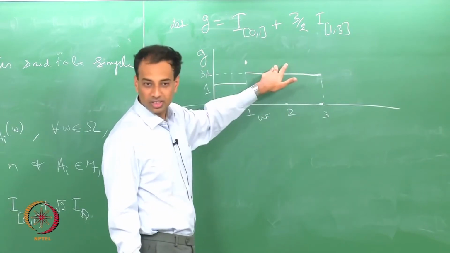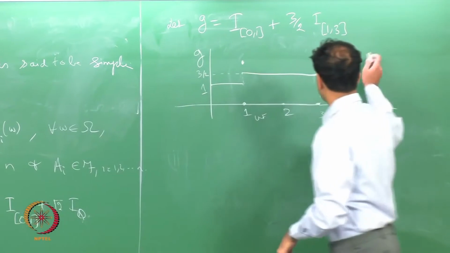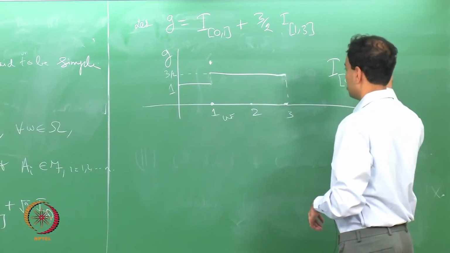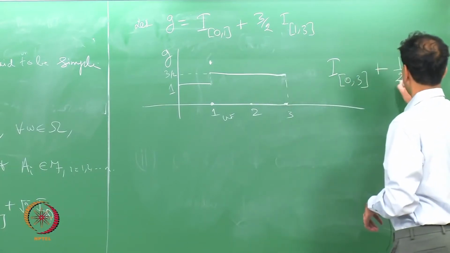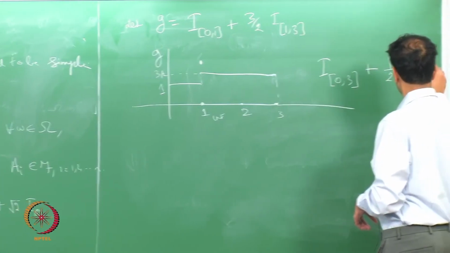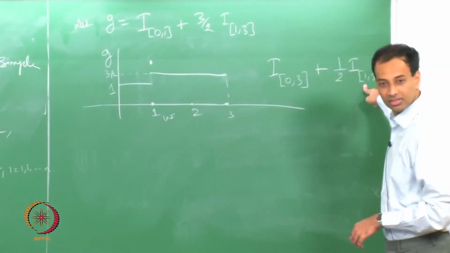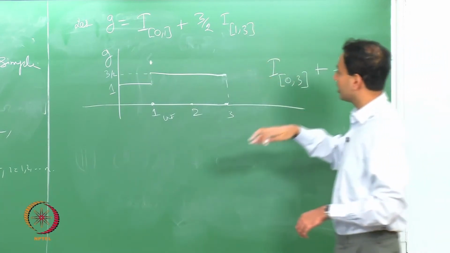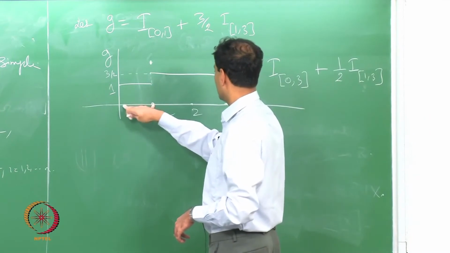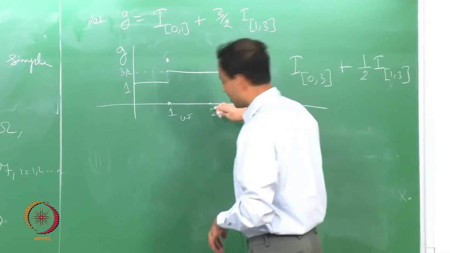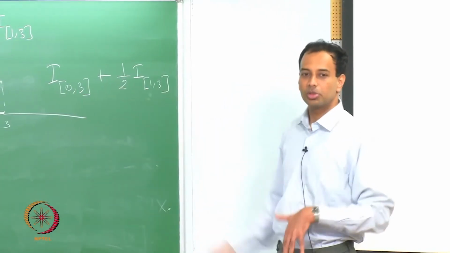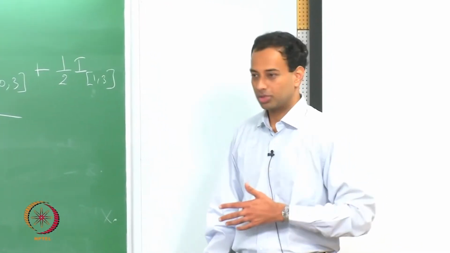So, this is the function I have plotted. You could just as well write this as indicator of 0 to 3 plus half indicator of 1 to 3 or something like that. Is that the same function, right? Or you can write indicator of 0 to 1 plus 3 by 2 times indicator of 1 to 2 plus 3 by 2 times indicator of 2. So many representations are possible, right. It is all the same function, but multiple representations in terms of simple functions are possible.